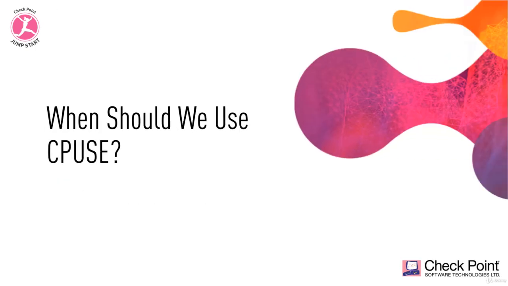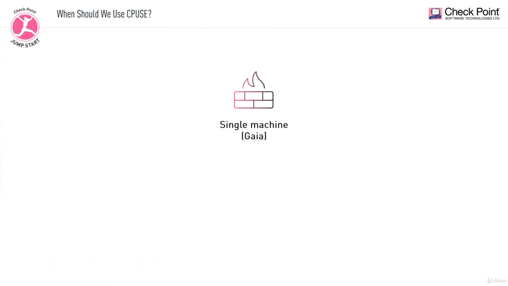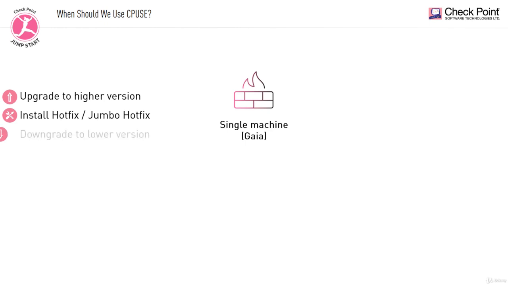So, when should we use CPUSE? CPUSE should be executed within a single Gaia Check Point machine when you wish to upgrade it to a higher version, install a hotfix or a jumbo hotfix, and when you wish to downgrade a machine to a lower version.